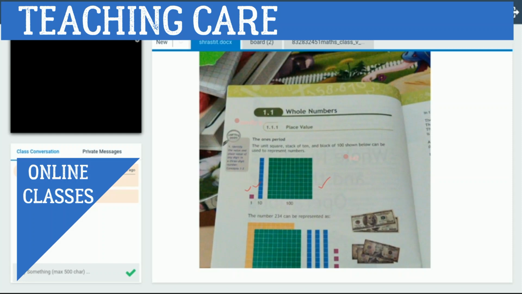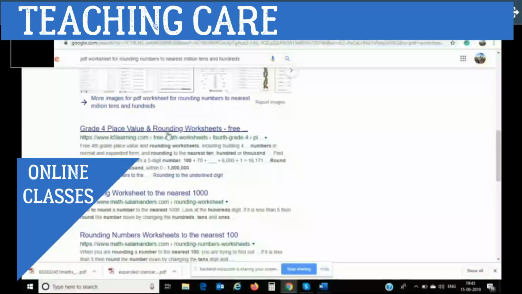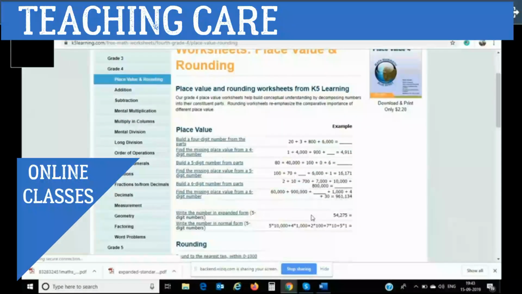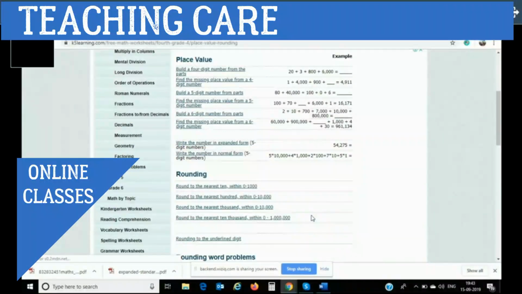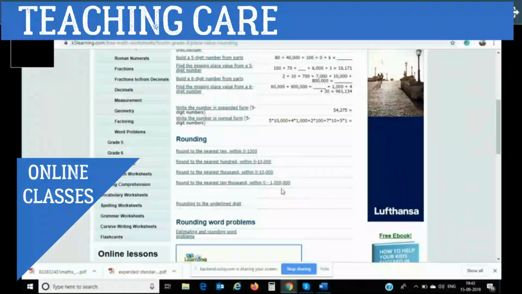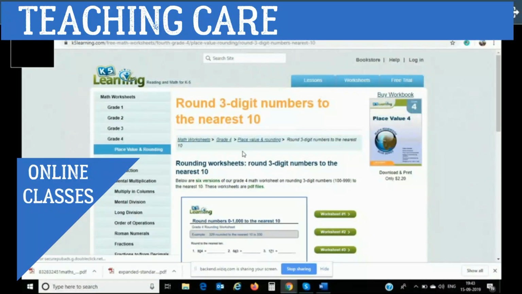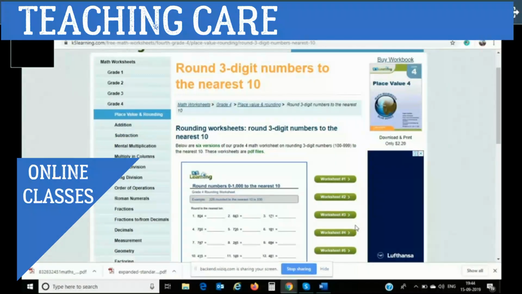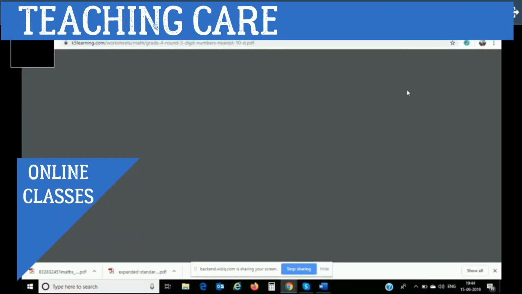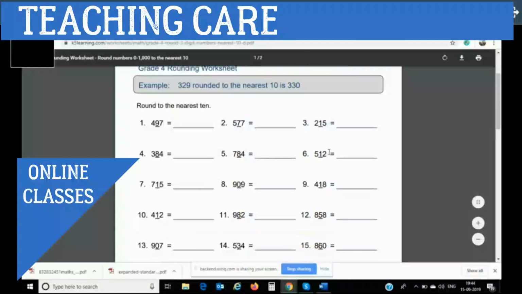Nearest thousands, millions, everything is there for you, right? Okay. You're able to see my screen now? Miss, I always do this. I always do these things, the K5 Learning one. Yes, K5 Learning is very good actually, very good for our practice. You just gave me the money word problems, right? Okay, round it to the nearest 10.